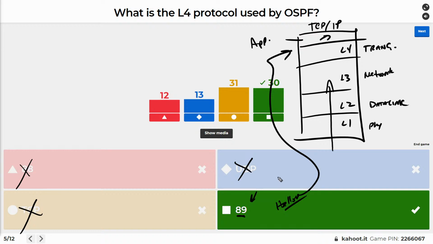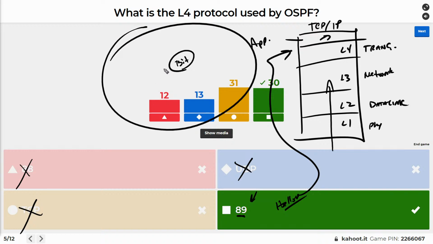Just think of a link state advertisement as a little bit of information about some routes. And everybody in the same area is going to have the same information about all those little LSAs. And that way they can have a full picture and they can calculate the best path through a network.